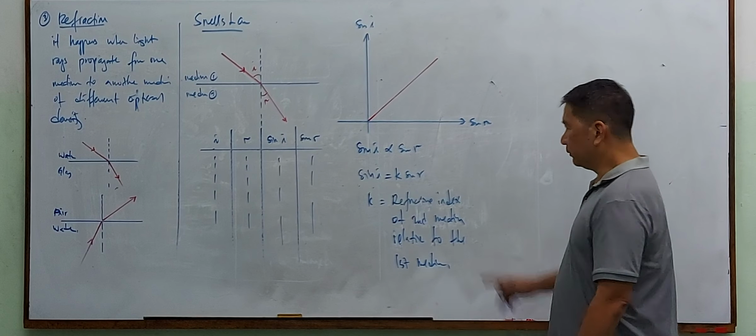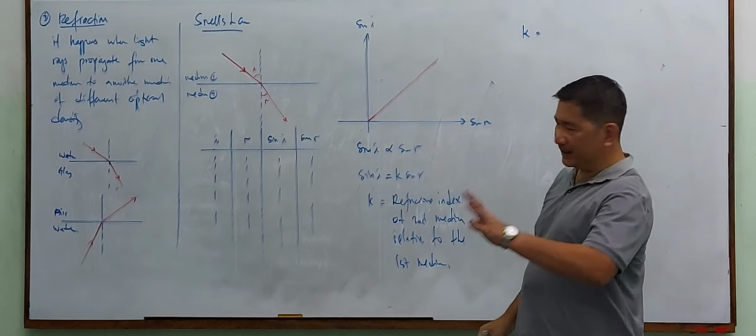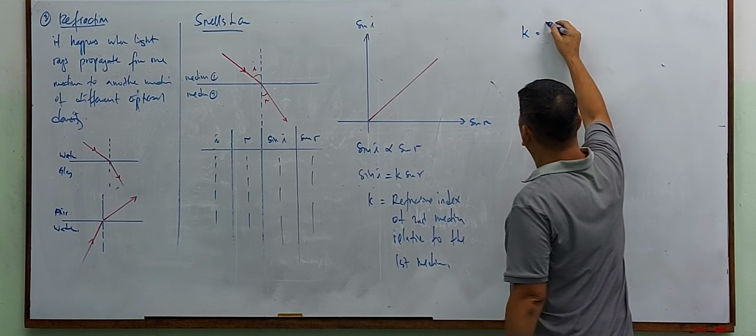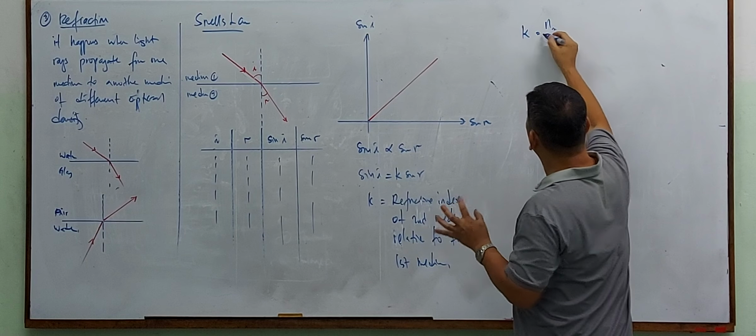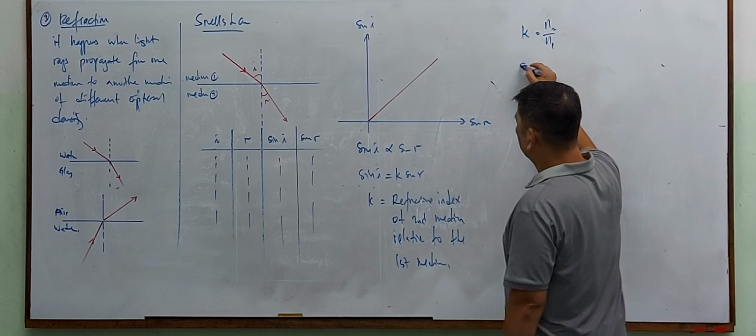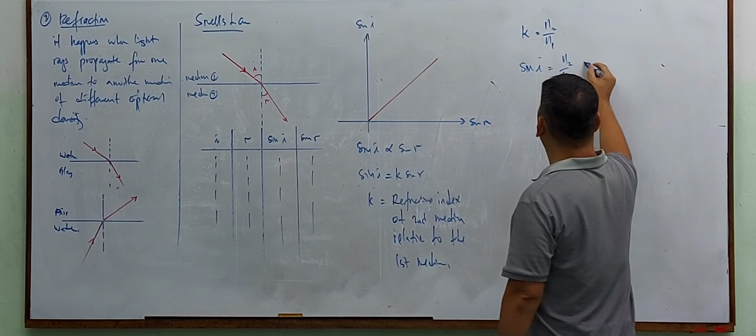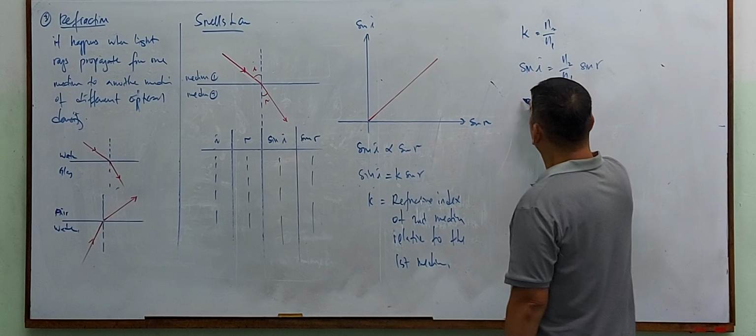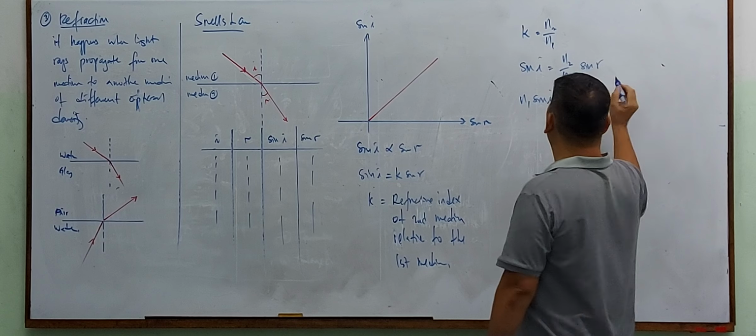So that means the k is not as simple as we think. The value is called the refractive index of medium 2 relative to medium 1. If we put that in, we get sine i equal to n2 over n1 sine r. And then we have n1 sine i equal to n2 sine r.